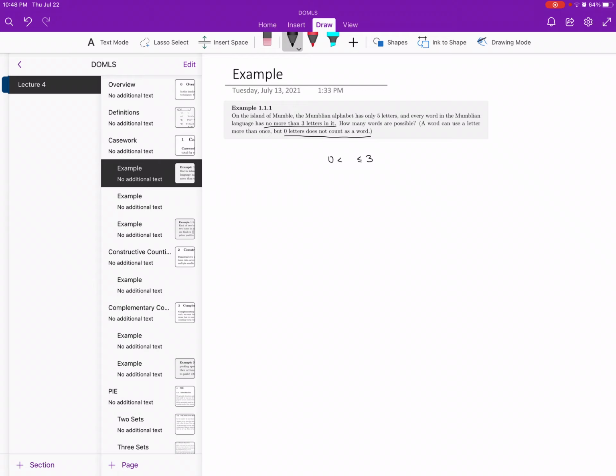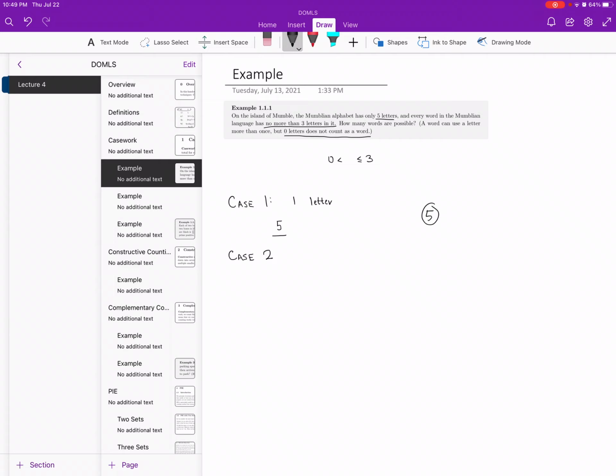So let's do our casework. So we're going to say case 1 is when there is 1 letter. So this is a 1-letter word. In that case, we just have 1 letter. There's 5 letters in the alphabet, so there are 5 ways to choose the letter. So in this case, there's going to be 5 ways, and I'm going to circle that for our total for that case. Next, let's do case 2.